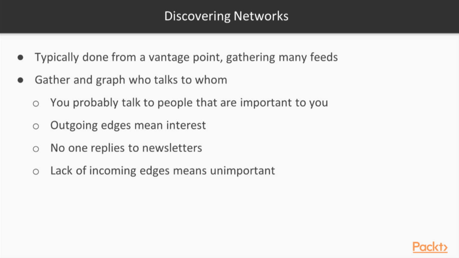Now, when we go to gather and graph this information, we're going to notice some commonalities. In your email, you probably talk with people that are important to you. So if you have an outgoing edge, or if someone sends a message to you, it generally means that you're important to that person. Of course, we're important to a lot of mailing lists as well, because they send me a lot of messages and probably you as well, but you don't actually reply to those newsletters. You generally don't reply to the thing that comes to your inbox and says, save on this coupon or check out our newsletter. So that will be a one-directional flow, indicating that it's probably not that important to you.